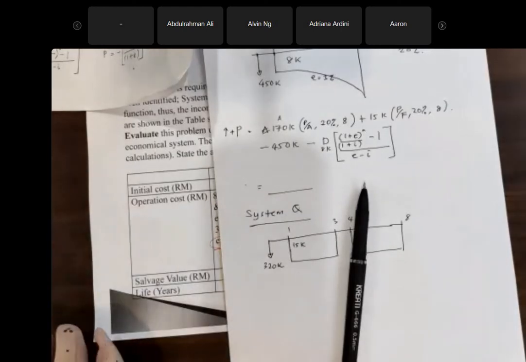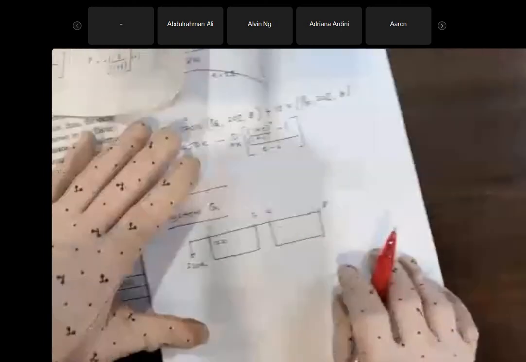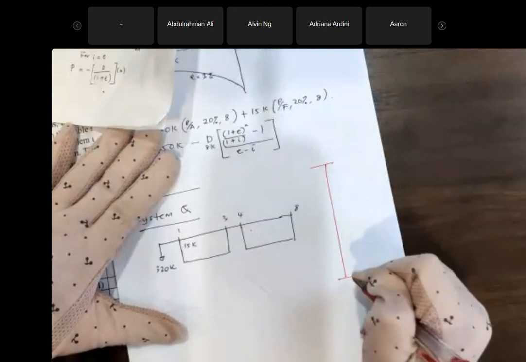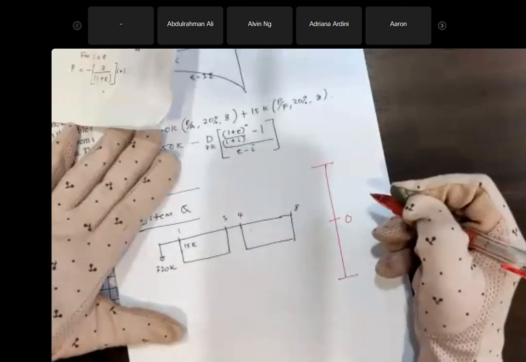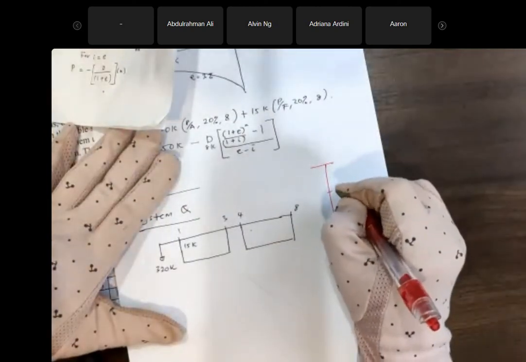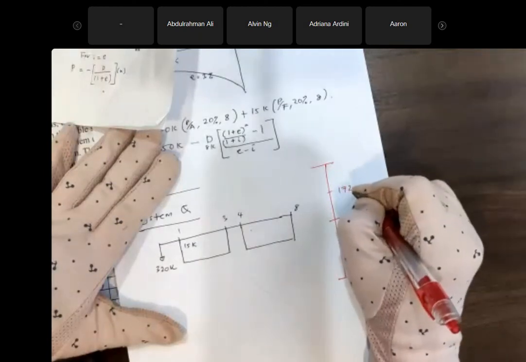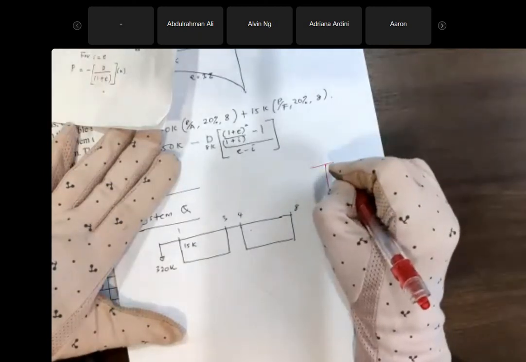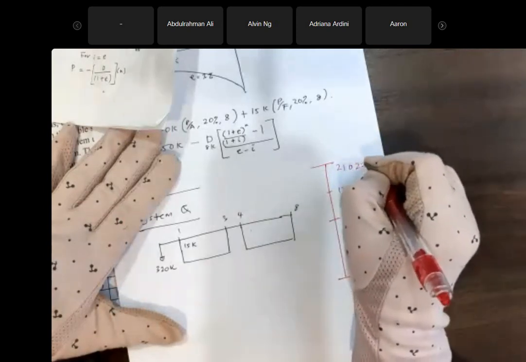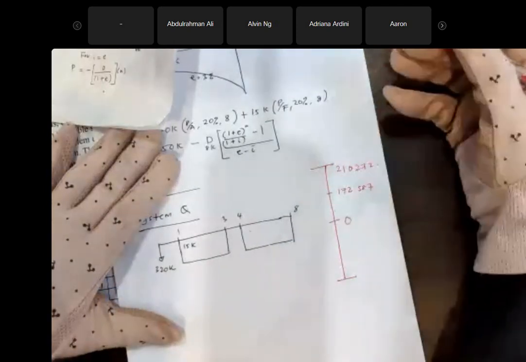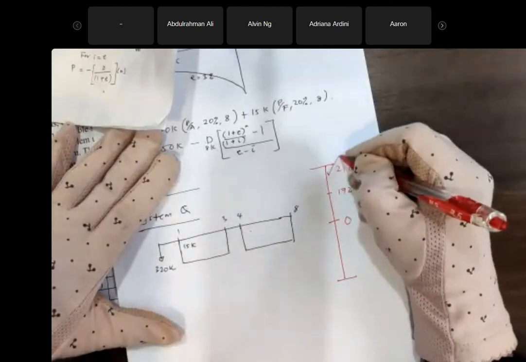So what is the choice? You have to choose which one. You will choose the bigger one. Okay, this is the scale. This is 0. Your number is 172,587 and the other is 210,272. So that means the bigger one is better, so you have to choose this one.